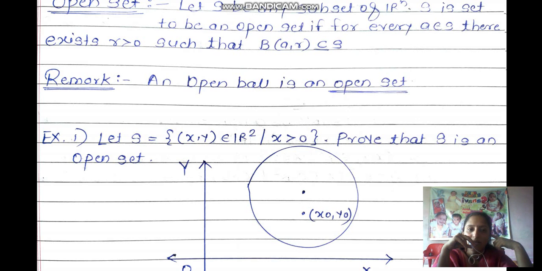Now, what is the definition of an open set? An open set means that for every point a of that set, there exists a radius r such that the open ball centered at a with radius r is a subset of that set S. We have to prove that for every point a in S, there exists an open ball which is contained in that set itself, that is, the open ball is a subset of that set. Then the set S is an open set.